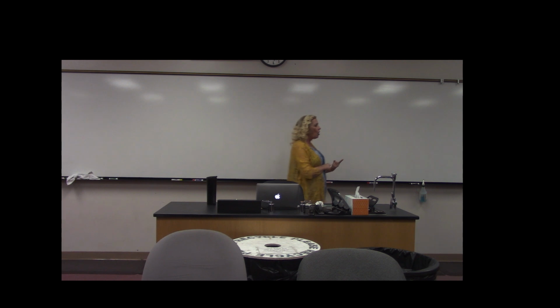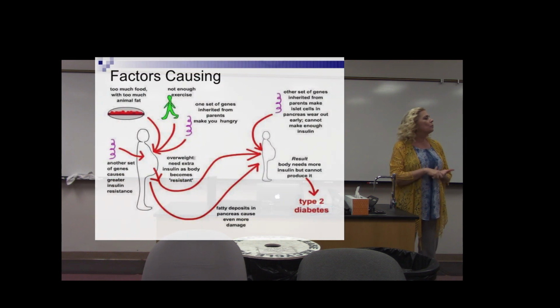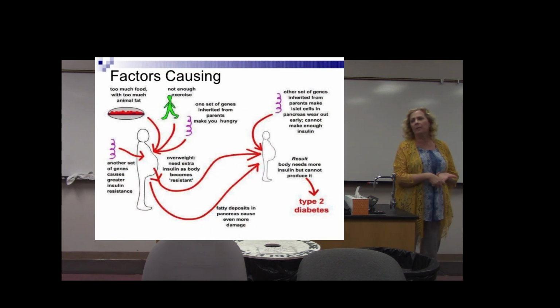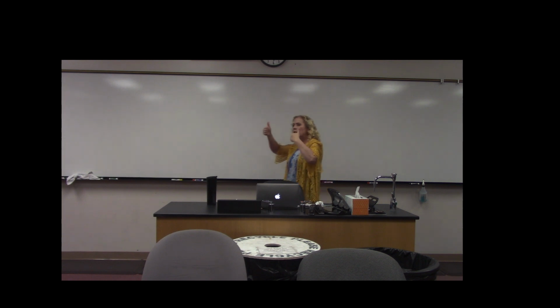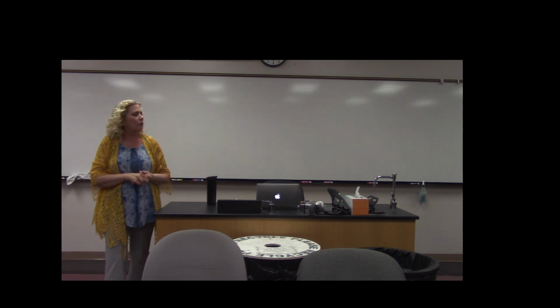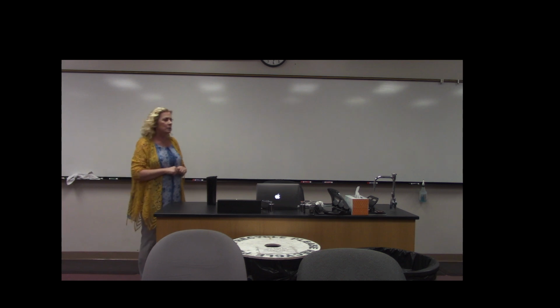Now, type 1 is where the person is making either no insulin or very little insulin. And type 2 is where the cells are not responding to insulin because of downregulation. So insulin is a protein hormone, and it's supposed to bind to receptors on the outside of the cell. However, those receptors have downregulated. And that's because there's too much sugar in the blood all the time, which leads to too much insulin in the blood all the time. And anytime we have too much going on with the receptors, the cell downregulates those receptors. So now we may have high sugar levels, high insulin levels, but the cells don't respond to the insulin.